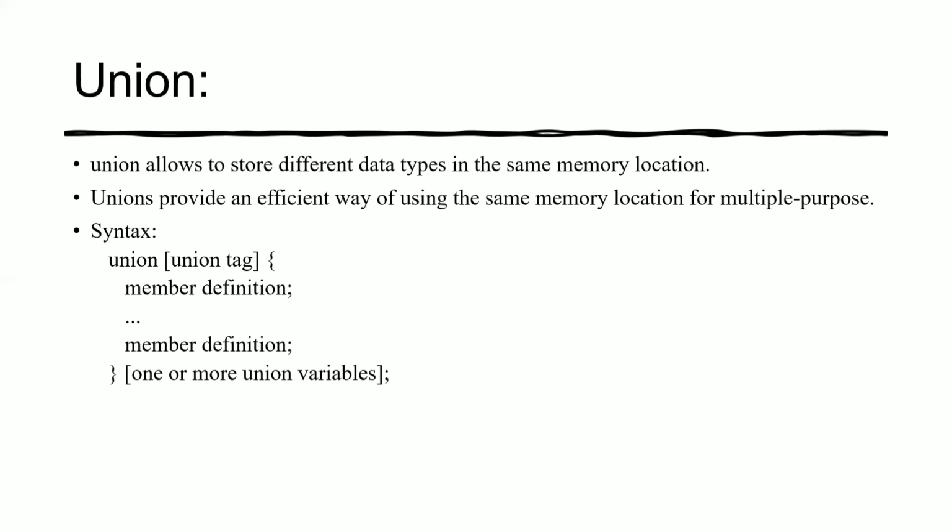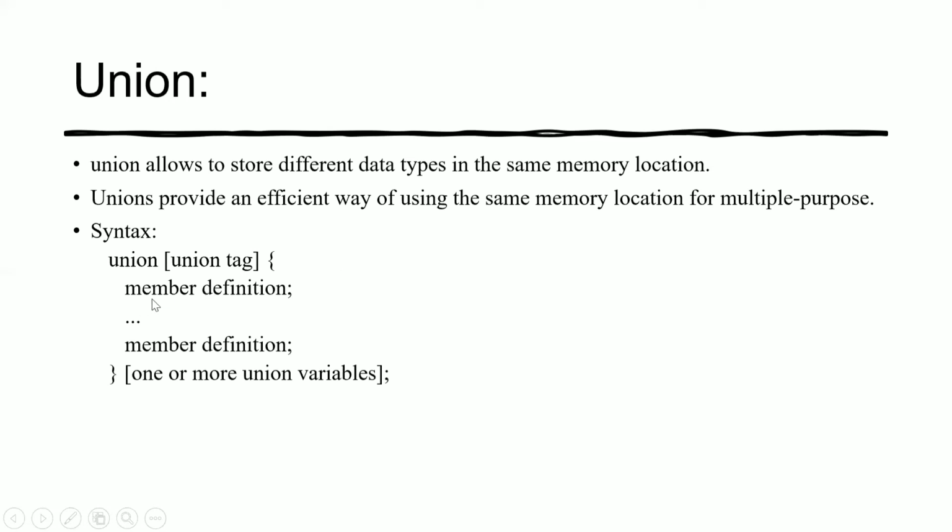Then comes the union. Union is also the same as structure. It is also used to store different kinds of data or heterogeneous types of data. It is very efficient to use the same memory location for multiple purposes. Syntax: the keyword used is union, then comes the union tag, opening brace.